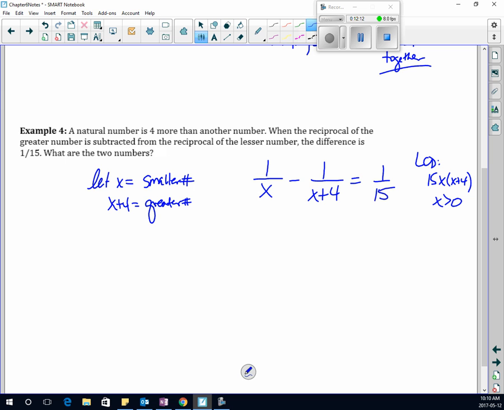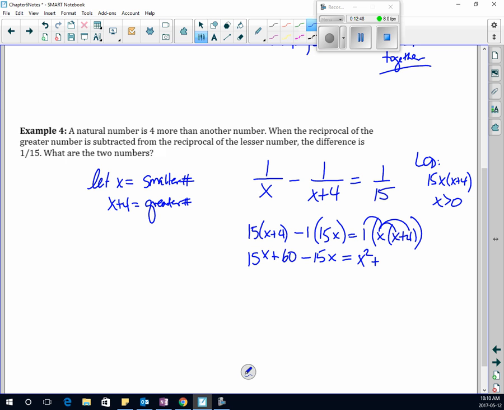So I will get 15 times x plus 4 minus 1 times, the x plus 4s will cancel, 15x equals 1 times, the 15 will cancel. So I'm still left with x times x plus 4. So 15 times x plus 4 is 15x plus 60 minus 15x equals, so when we have multiplication in a row, I would probably do x times x and x times 4 times 1. Well, the timesing by 1 is not going to make a difference. So x times x is x squared, x times 4 is 4x.